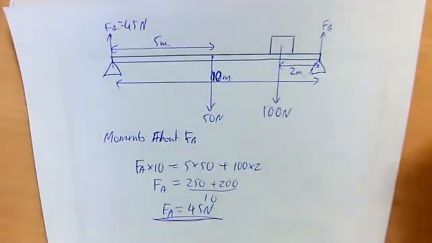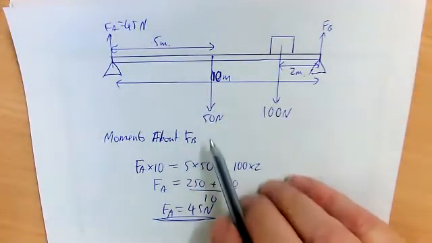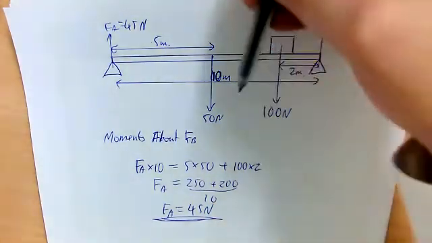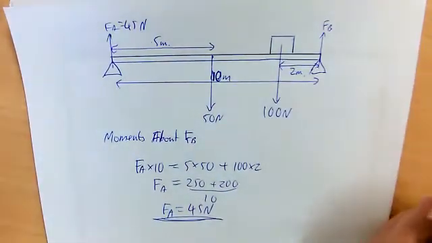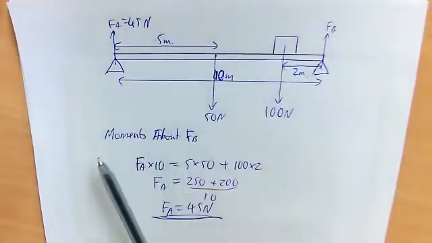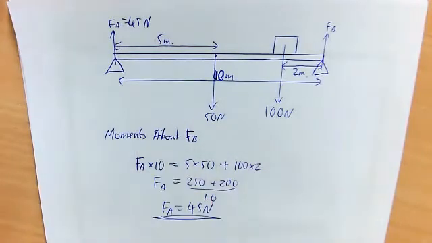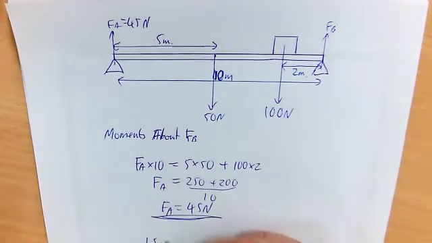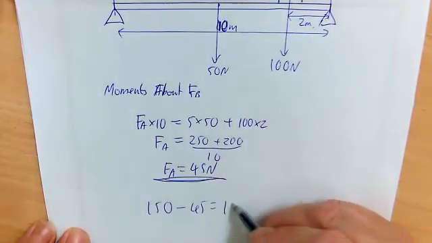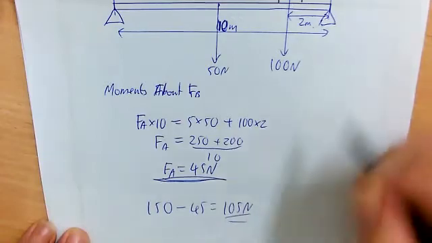Then you just take your linear approach. So you've got 50 plus 100 makes 150. That's the total force downwards. So to get the total force upwards, that's going to be 150 minus the 45. So we show our working: 150 minus the 45 gives you 105 newtons.